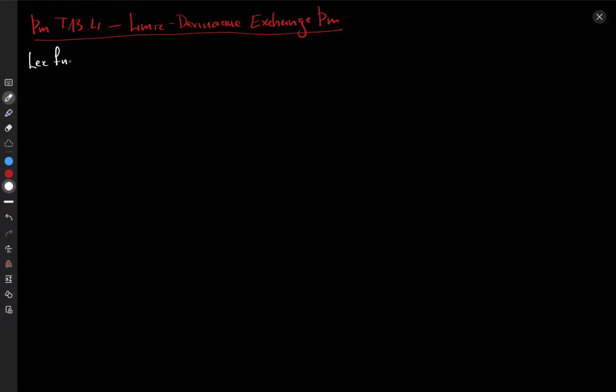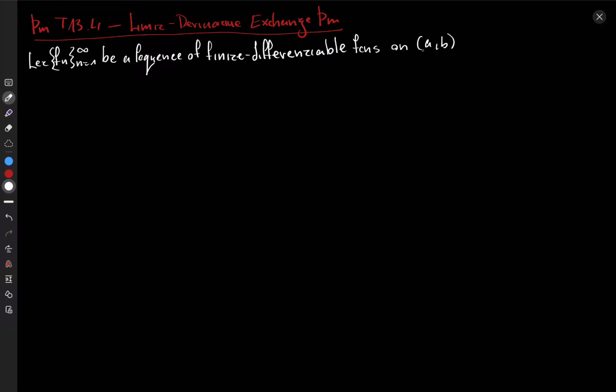Let fn, where n ranges from 1 to infinity, be a sequence of finitely differentiable functions on the interval AB, which is some real open interval, and let the following two criteria hold.